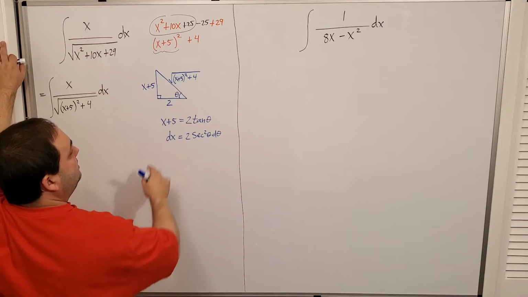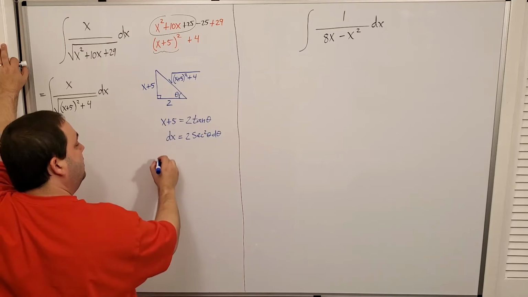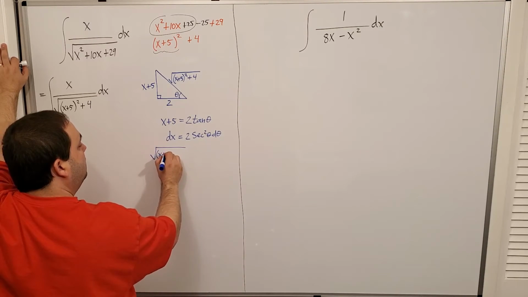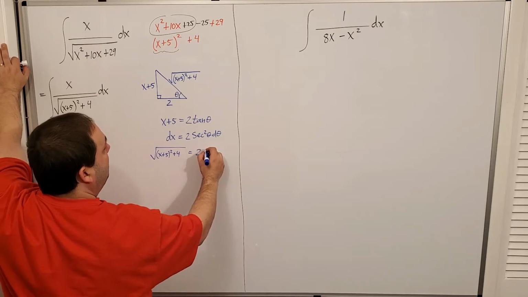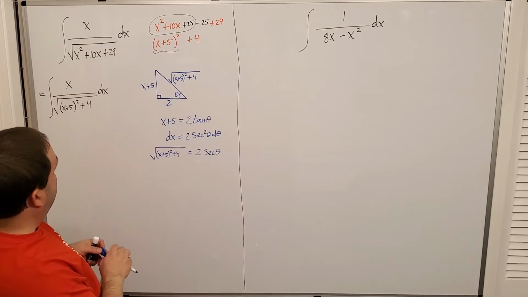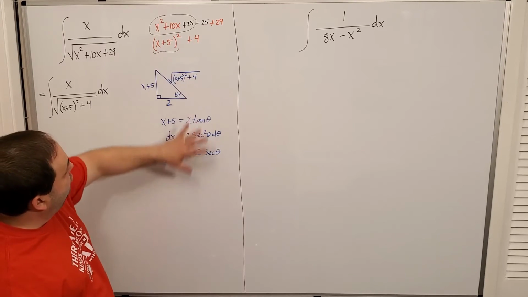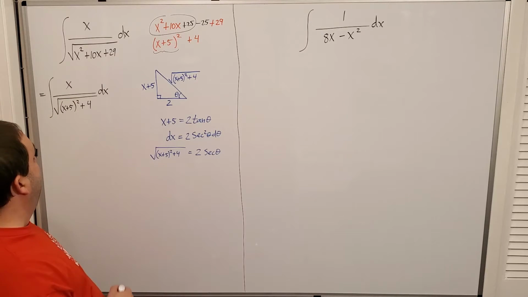And then on top of that, I can notice that the hypotenuse divided by the adjacent would give me the radical that I'm interested in. The square root of x plus 5 squared plus 4 is then equal to 2 times the secant of theta in that sense. All right. So I've got my trig substitution ready to go for this guy right here.